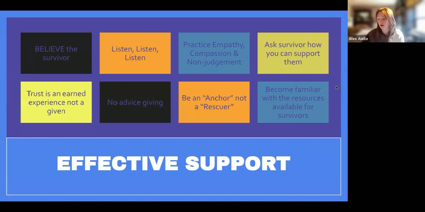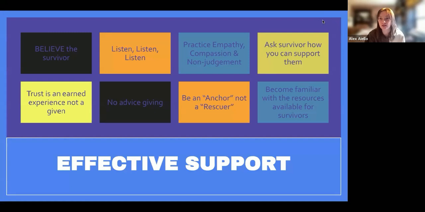Just thinking about how we can effectively support survivors if we are lucky enough that someone trusts us to share. We want to start with believing. A huge reason that survivors don't share with other people is fear of not being believed. It can be really powerful to know that someone is listening and believing what they're saying. So again, listen. Give the survivor a safe space to share their experiences. Practice empathy, compassion, and non-judgment.